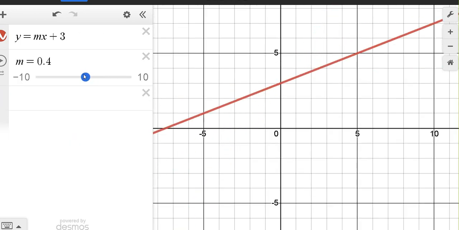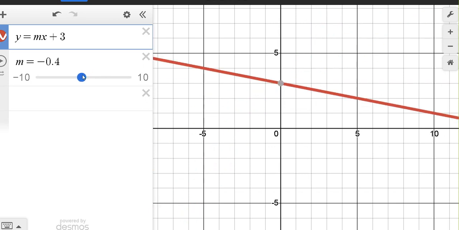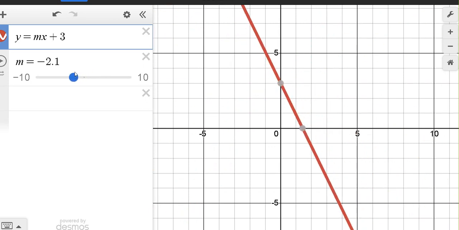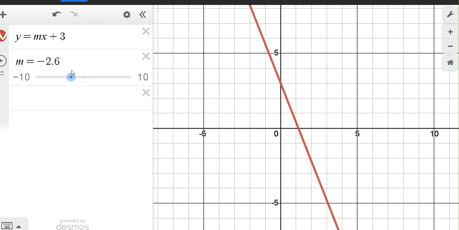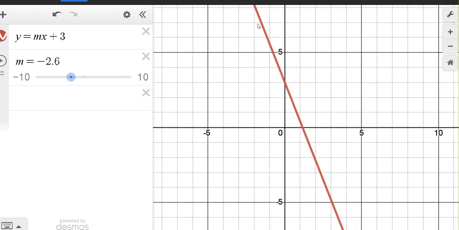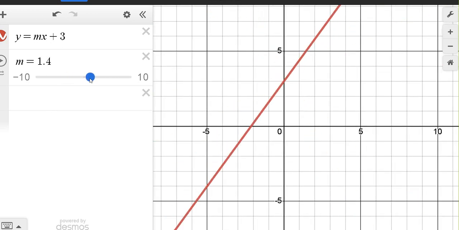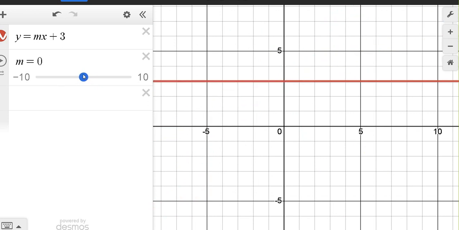So here's the line, y equals mx plus 3. 3 is your y-intercept. M is your slope. You can have all kinds of crazy slopes. You can have a negative slope, which as you move left to right, the y value is decreasing. You can have a positive slope, which is the opposite. But there's one that's in between that's kind of special. That is if you have a zero slope.